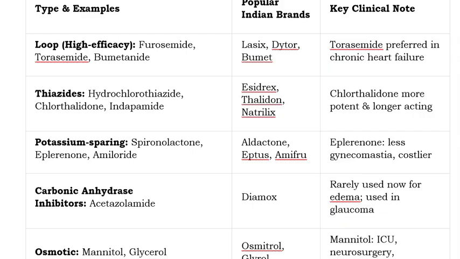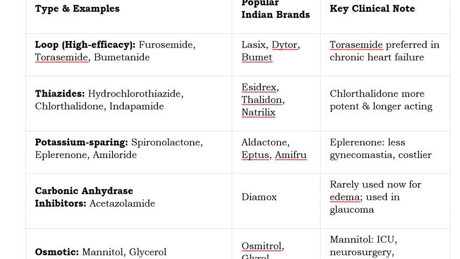Can we go through some specific examples? Especially ones our medical students here in India will see, maybe including some common brand names. Definitely. Let's start with the loop diuretics. These are known for being very potent. They cause a really significant increase in urine output. Common examples you'll definitely see are furosemide, often known by its brand name Lasix. Then there's torsemide, marketed as Ditor, and bumetanide, or Bumet.